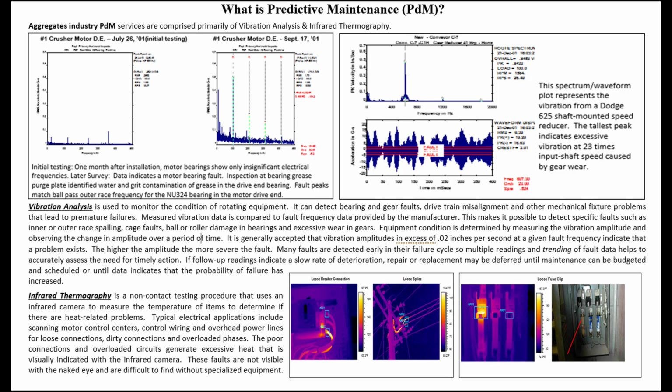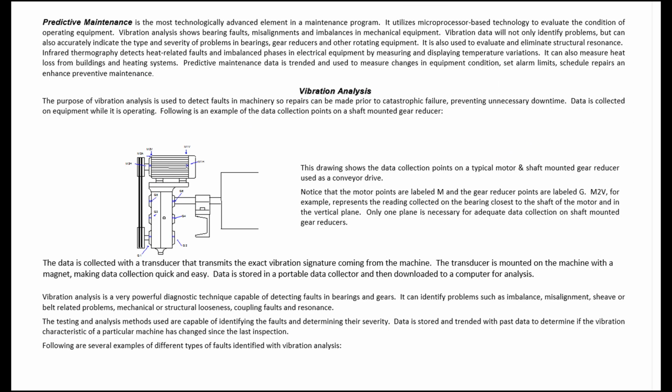Infrared thermography is a non-contact testing procedure that uses an infrared camera to measure the temperature of items to determine if there are heat-related problems. Vibration analysis is primarily used to monitor the condition of rotating equipment. It can detect bearing and gear faults, drivetrain misalignment and other mechanical fixture problems that lead to premature failures.